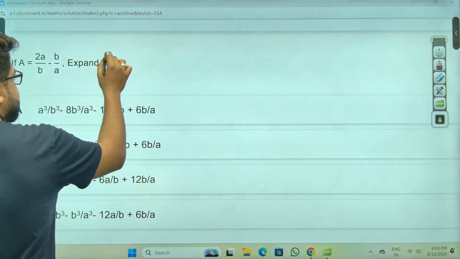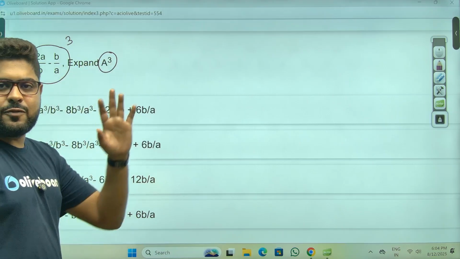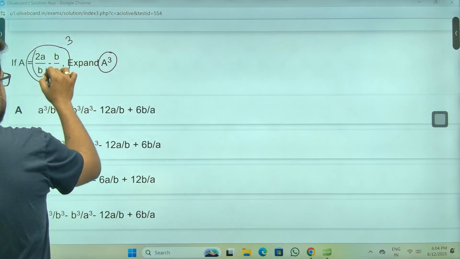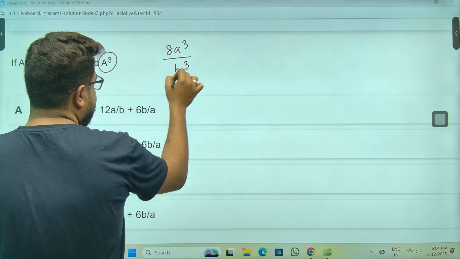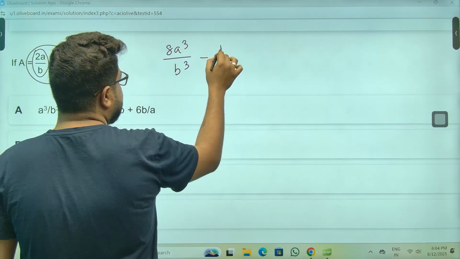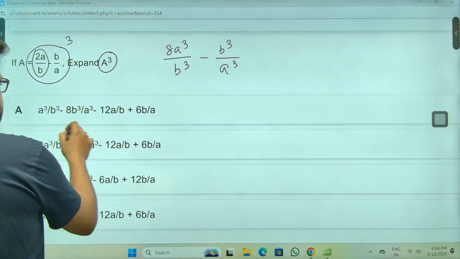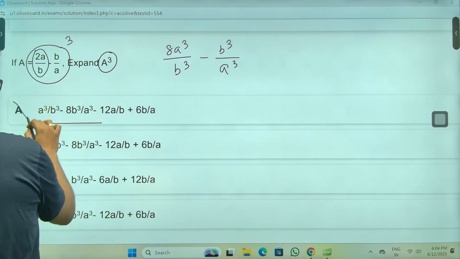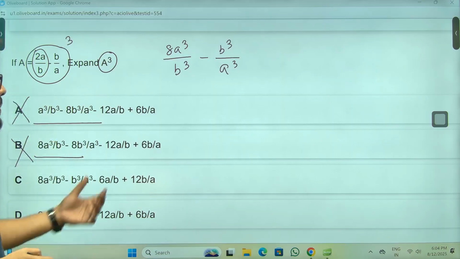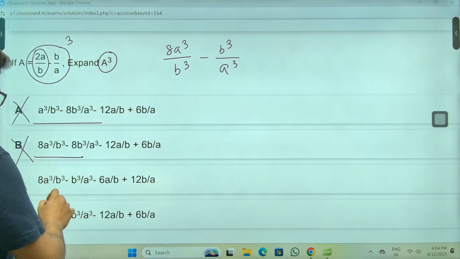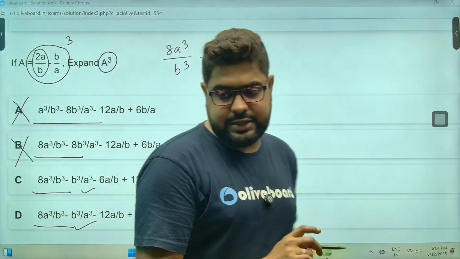First things first. Expand a cube. A cube means this will be whole cube, a minus b whole cube. So first things first, it will be this thing cube, a cube minus b cube. So 8a cube by b cube, that means this first term, minus b cube by a cube. This has to be there. And now use the options to your advantage. So this is not there, so option A cannot be my answer. This is 8b cube, so again, sir, option B cannot happen because this must be the first two terms. Again, so this is there. Yes, this is there. So C and D I cannot eliminate just right now.